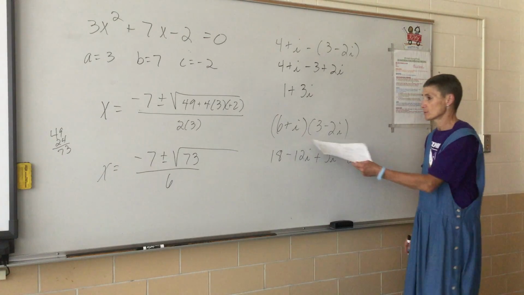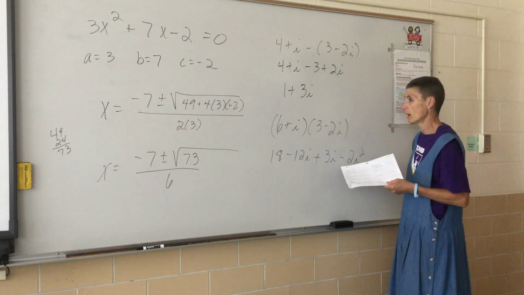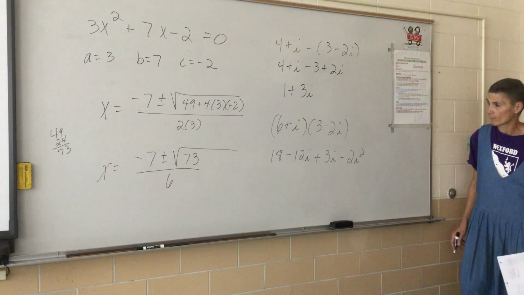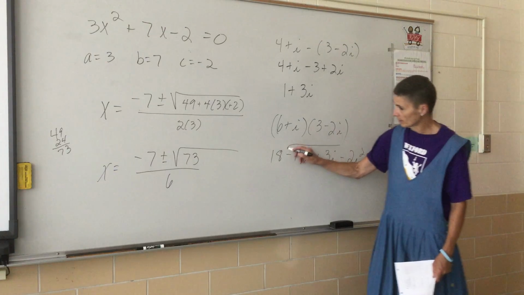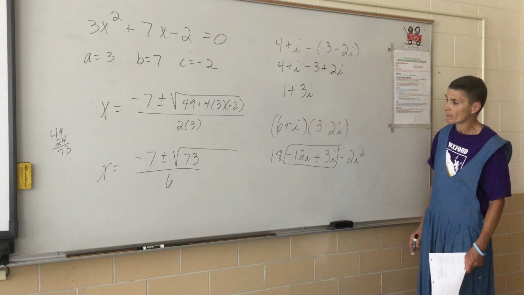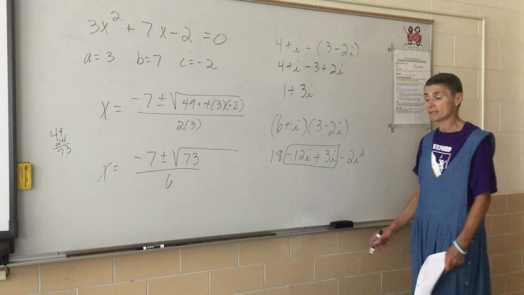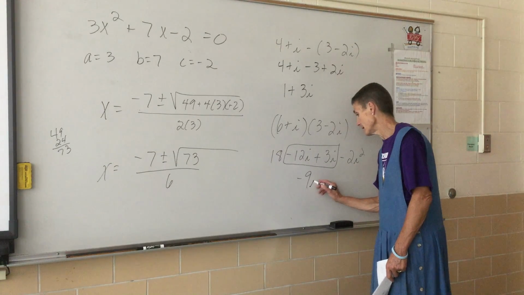So 6 times 3, 6 times negative 2i, i times 3 and i times negative 2i. There we go. Now, these two in the middle are clearly like terms, so I'm going to add them together. A negative 12 and a positive 3 is going to give me a negative 9i.